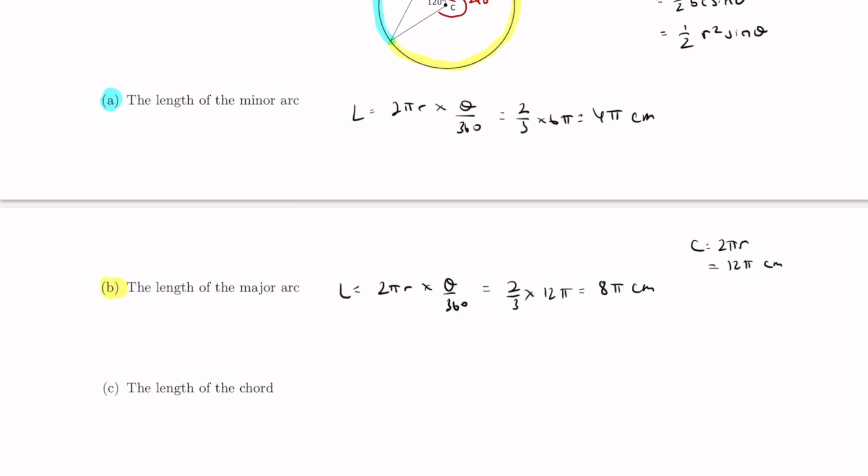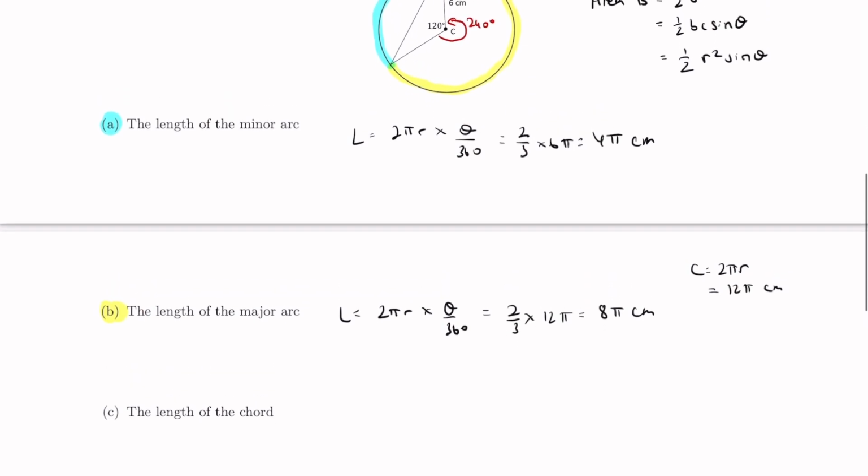All right, part C is the length of the chord. So let's highlight the chord and do the problem. All right, so I'll do it in this beige color. That's the chord, remember? All right. So what's the length of the chord? We can just apply our formula, but we could also figure it out by breaking it down into a triangle if you don't remember the formula.